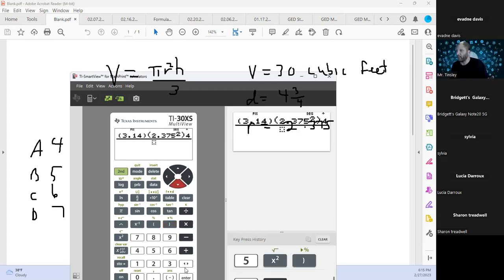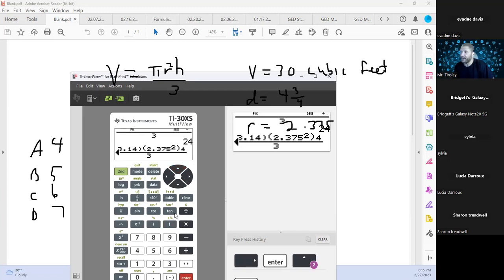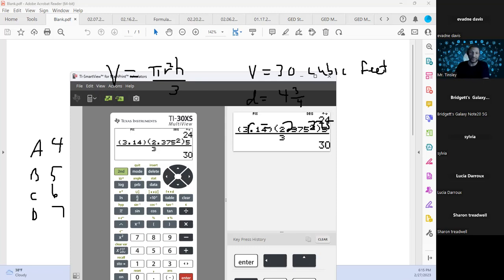Then divide it by 3. We're going to hit enter. When we press enter, what number am I looking for? We need the volume to be what to know if 4 is the right answer? 30. I'm going to press enter. Did I get 30? No. So I'm going to go back up into this equation, press enter, and change that 4 to the next number, 5. I'm going to press enter. What did I get? Got the value. I'm done.